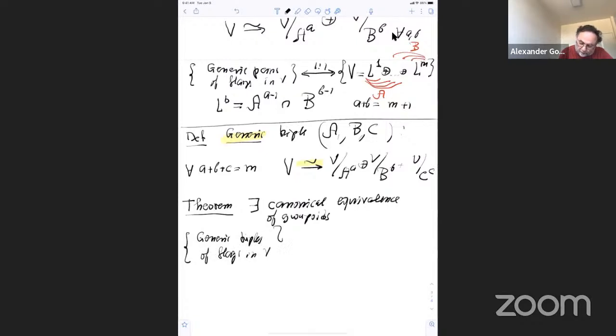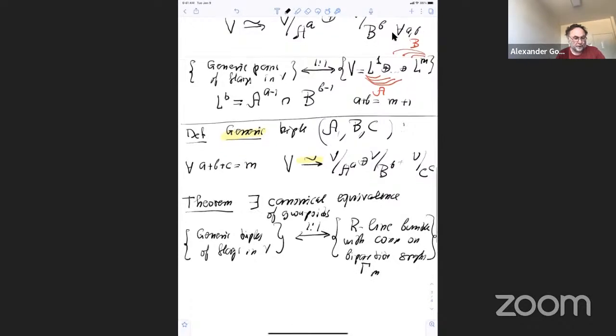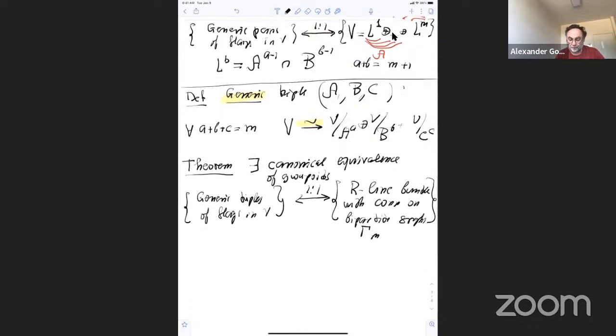in V, this is the same thing as the following data. You want to consider line bundles, R line bundle. Remember, our base field is non-commutative. Line bundles with connection on a certain bipartite graph, which I draw in a second, and called gamma m. And so line bundles with connection on this graph are the same thing as triples of flags.